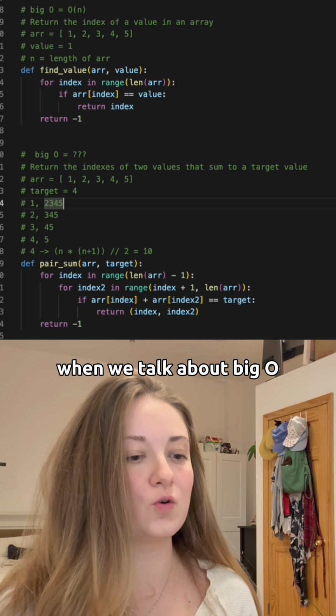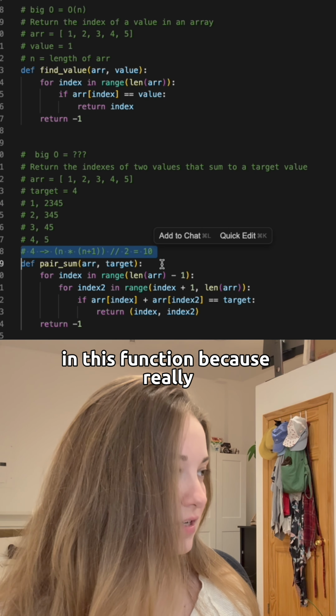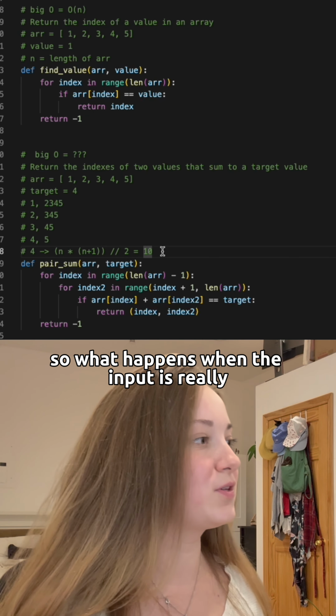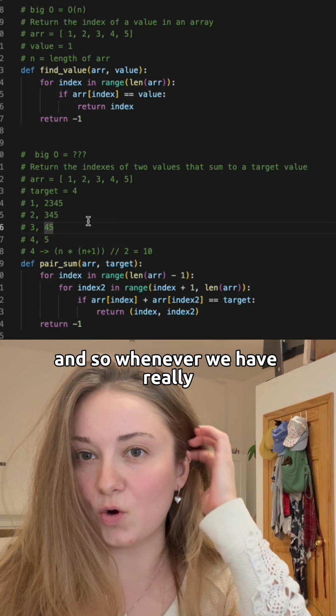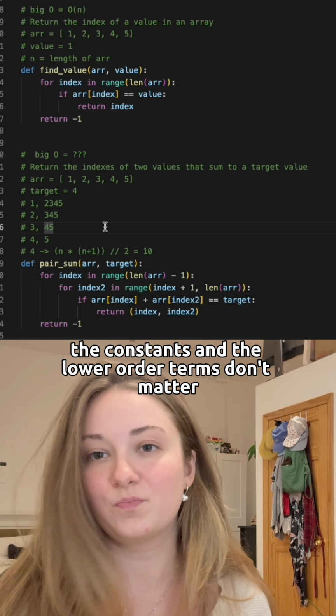When we talk about big O, we want to talk about the most dominant term in this function, because really we're concerned with the asymptotic behavior of these functions. So what happens when the input is really, really big? Whenever we have really, really big numbers like that, the constants and the lower order terms don't matter.